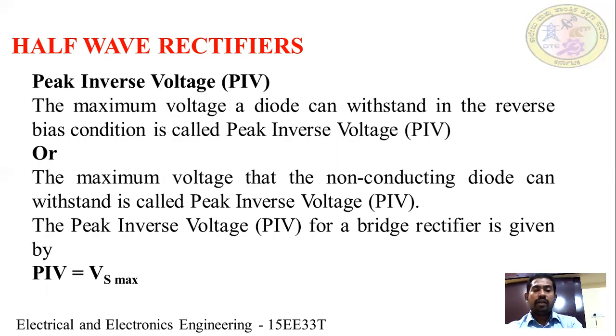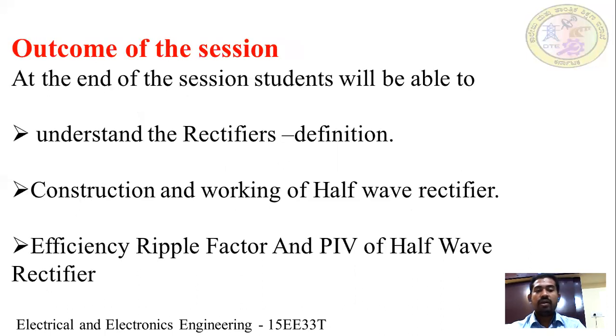And peak inverse voltage, that is PIV rating of the diode. Peak inverse voltage means the maximum voltage a diode can withstand in the reverse bias condition, or the maximum voltage that the non-conducting diode can withstand is called peak inverse voltage, that is PIV. The peak inverse voltage PIV for a bridge rectifier is given by PIV is equal to VS maximum.